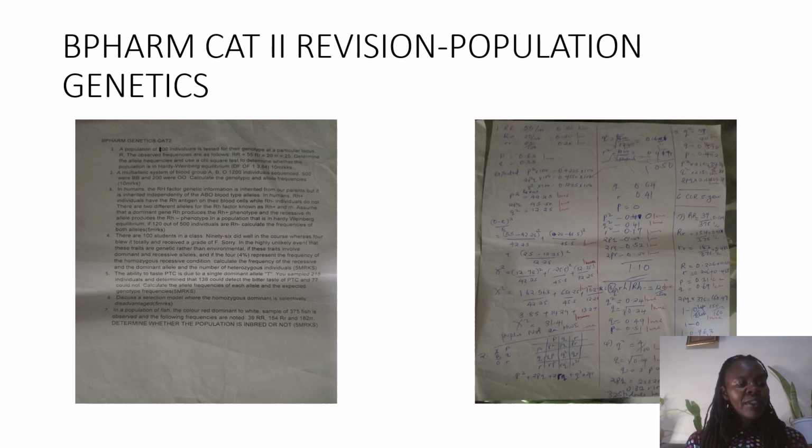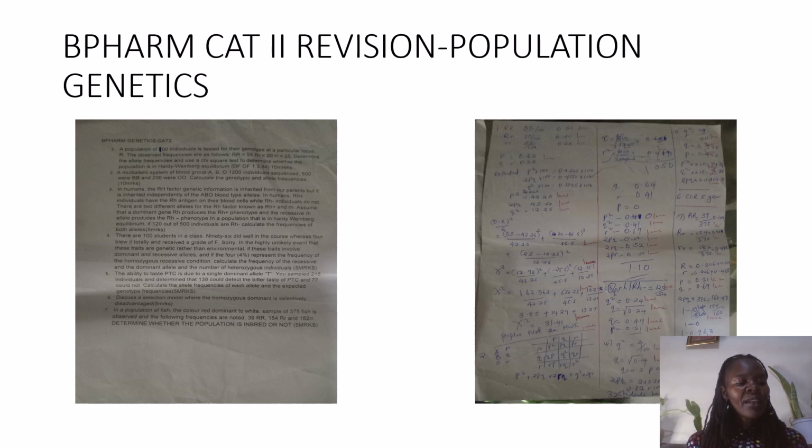So there are 2 different alleles for the Rh factor, known as Rh plus and the small r, small h. Assume that the dominant gene Rh produces the Rh plus phenotype. Those are the people who are capable. We are not interested in the people who are capable. We are interested in the people who are having difficulties, the people who have a problem. So we are not interested in the Rh plus phenotype. Let's proceed reading. And the recessive small r, small h allele produces Rh minus. We are interested in Rh minus phenotype.